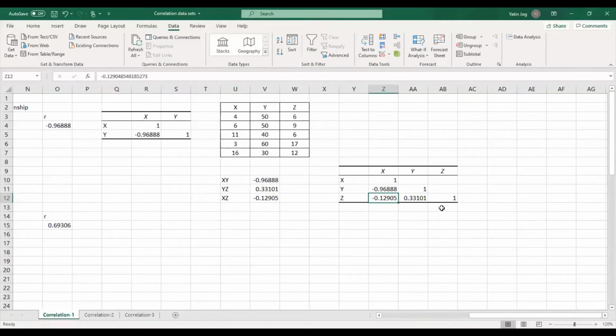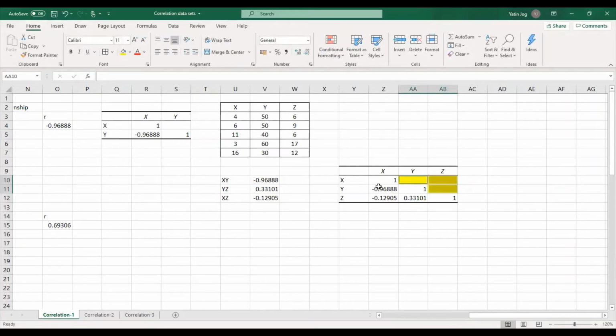And again, as I have explained, we don't have to show values in these three cells, because it is understood that if the relationship value between X and Y is minus 0.96, the same will get reflected here. The X and Z value will get reflected here, and the Y and Z value will get reflected here. So this is called a symmetric matrix, and what we are displaying is called the lower part of the symmetric matrix. Okay, so that is how you can calculate correlation coefficients in Excel. These are the two methods, either using a formula or using the data analysis method.